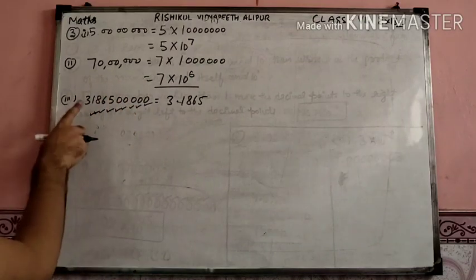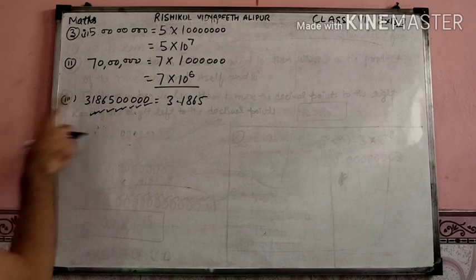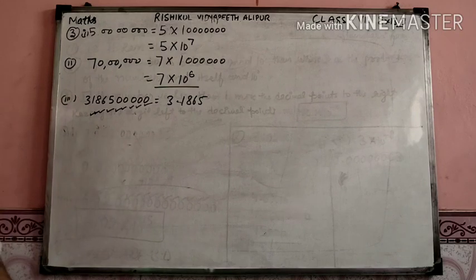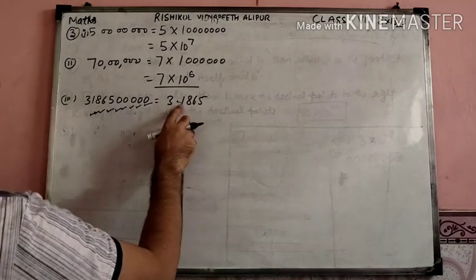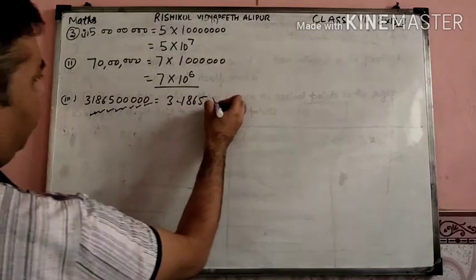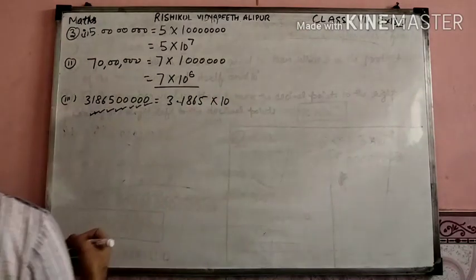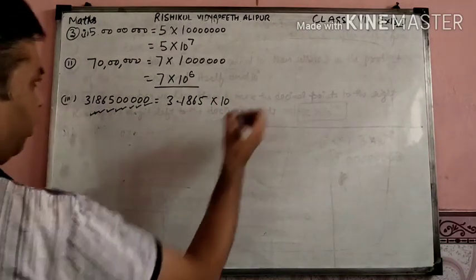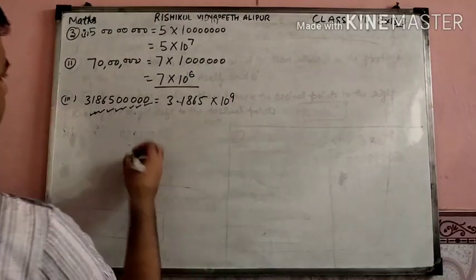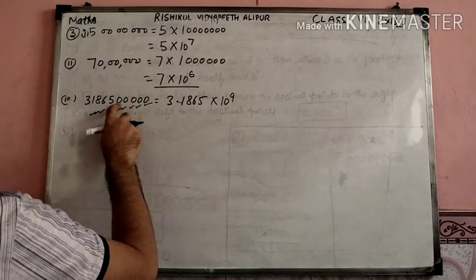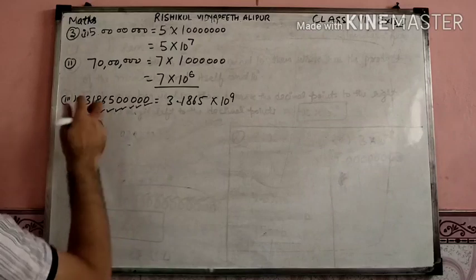Students, here what we have to do is leave only one digit, only one number, that is on the left hand side. So it can be written as 3.18765 into 10 raised to power how many? It can be written as 10 raised to power 9. 1 2 3 4 5 6 7 8 9.